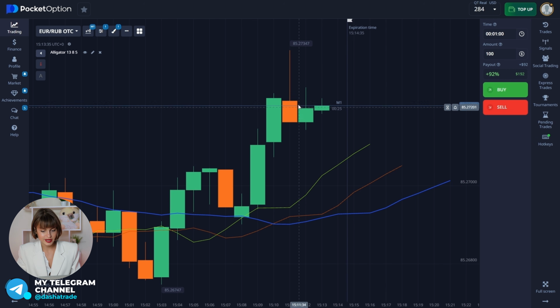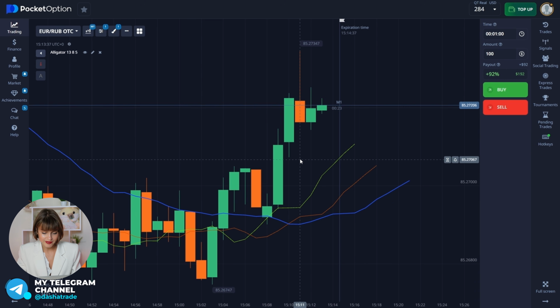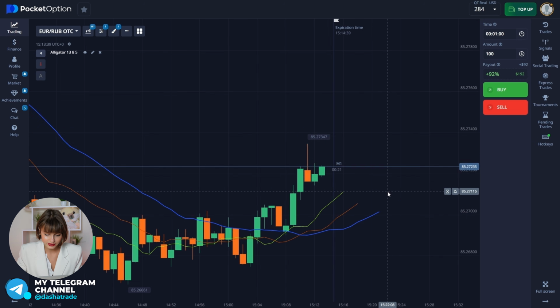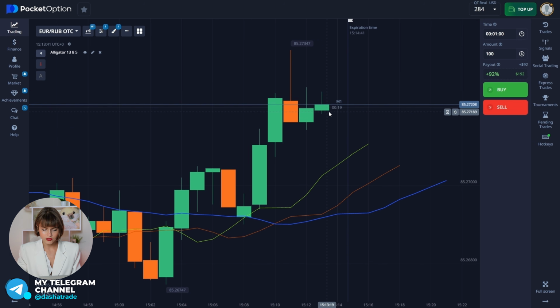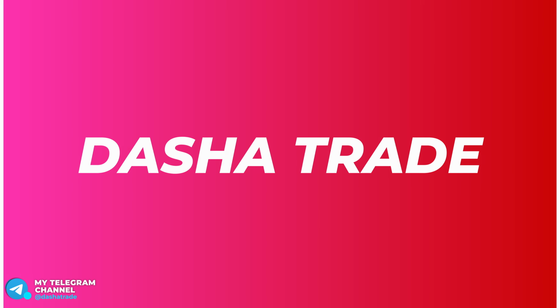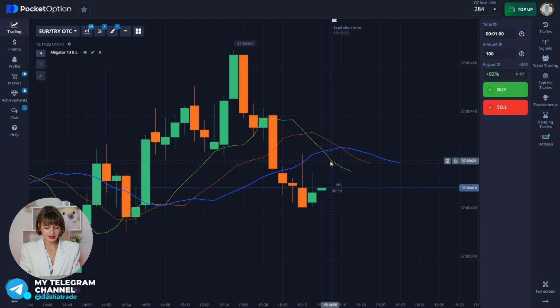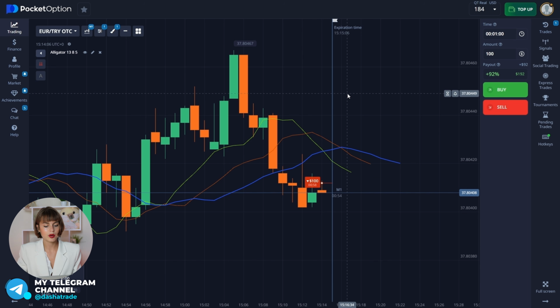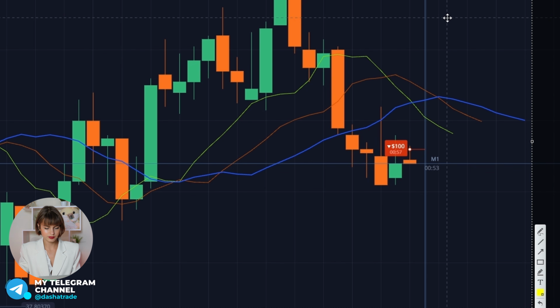Okay, we had literally some small upward movement, but nevertheless, I closed the deal at a profit. Moreover, the upward movement continues. Let's look for the next situations. So right now, I saw an intersection on the Alligator Indicator. This time, I'm opening a sell deal.